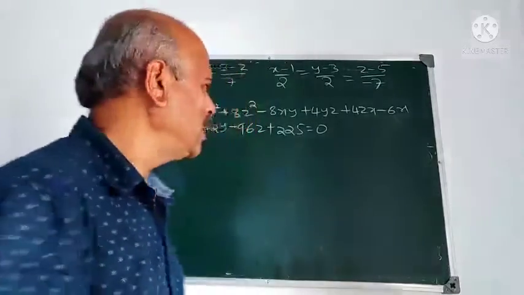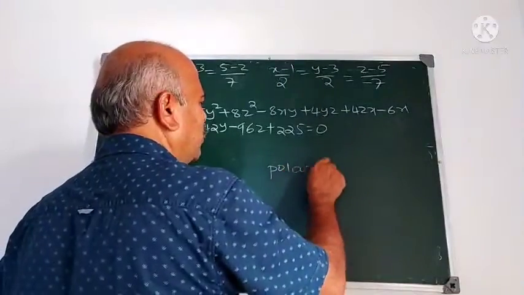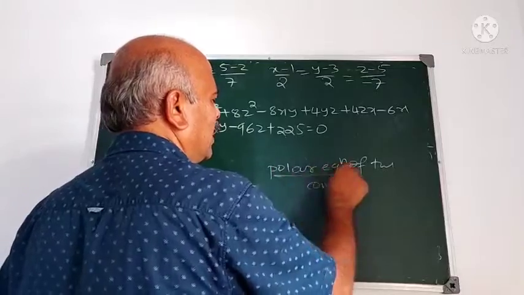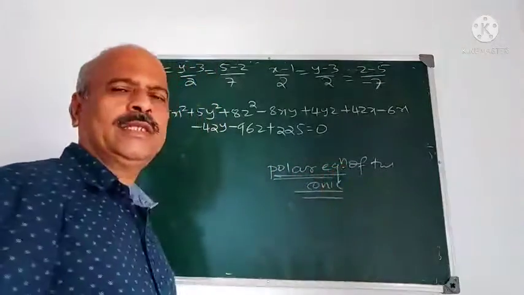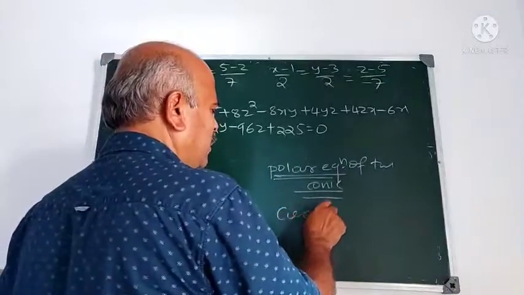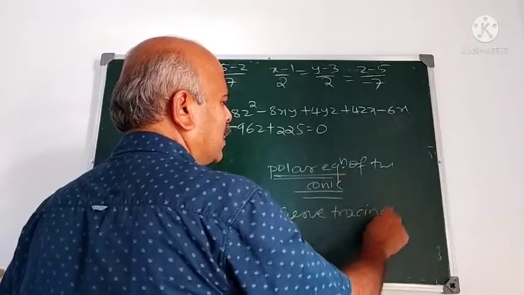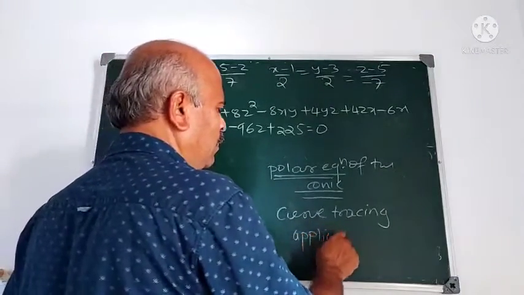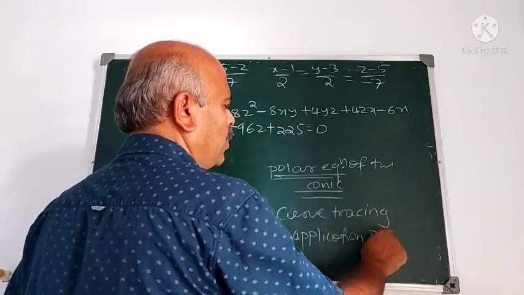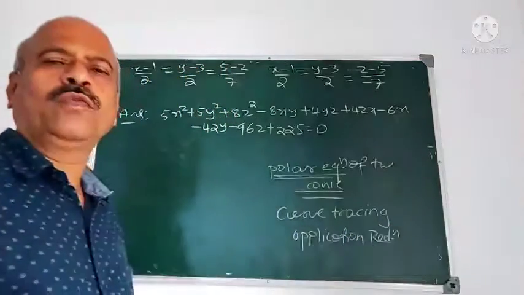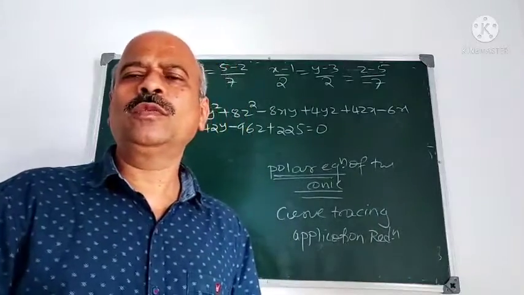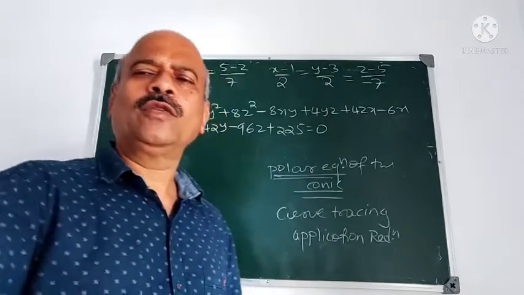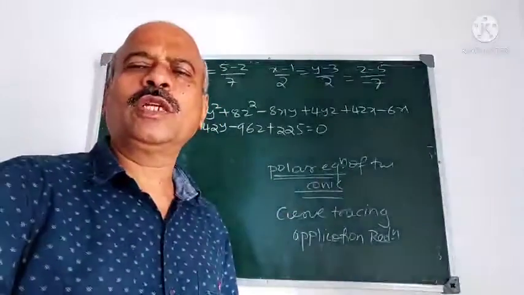First, I start the polar equation of the conic in the next video, a small topic it is. After that I explain curve tracing, how to trace the curve, how to draw the curve. After that, application of the reduction formula to find area, volumes and surface of revolution. So I continue with the polar equation of the conic in the next video.